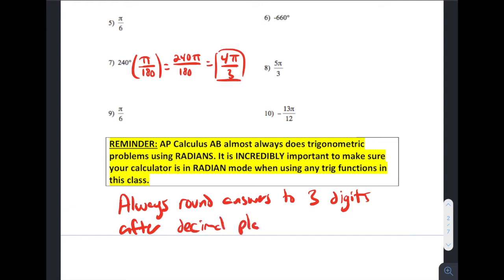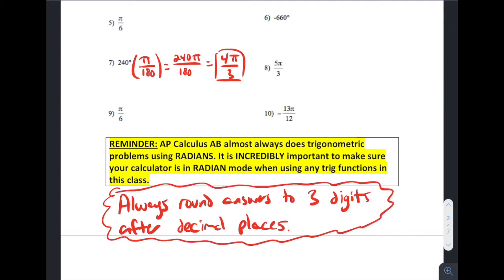That is true anytime you are rounding in AP Calculus. So I would say two real big things with your calculator: make sure it's in radian mode, and if you ever round in AP Calculus on the free response section, that you are rounding to 3 digits after the decimal place.